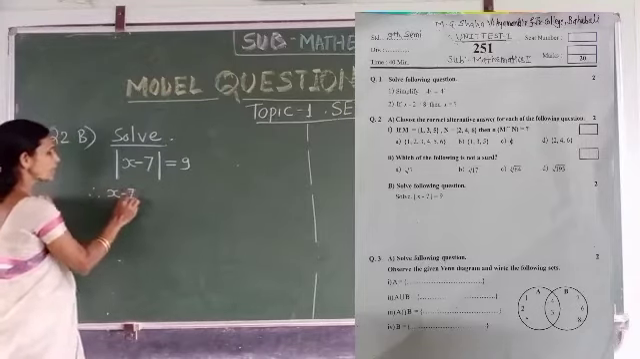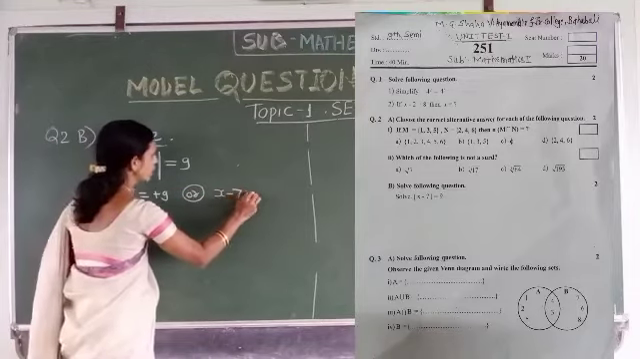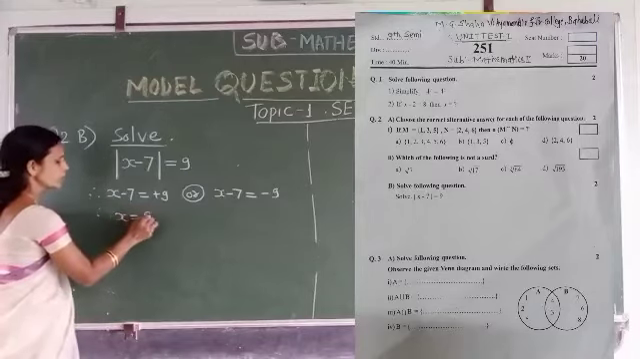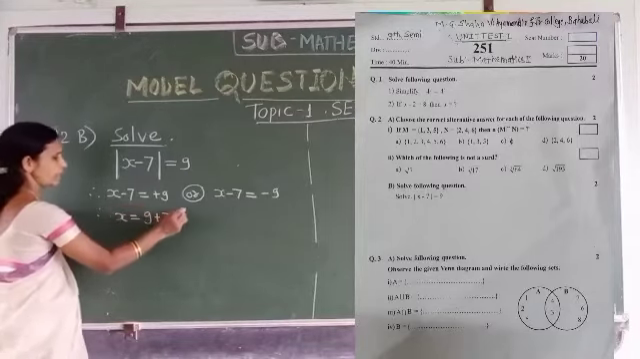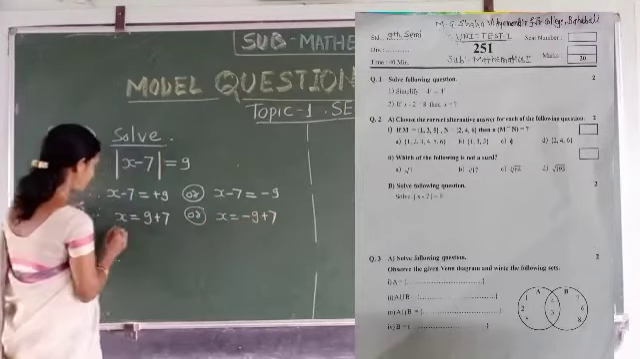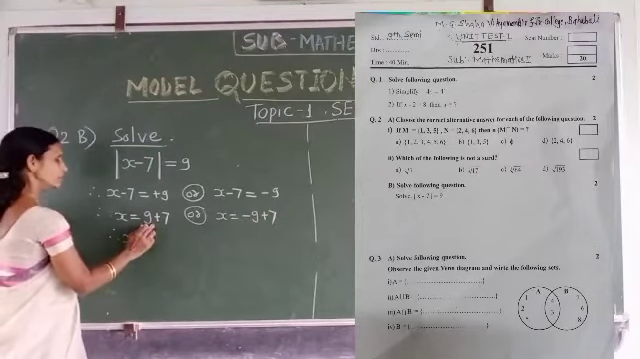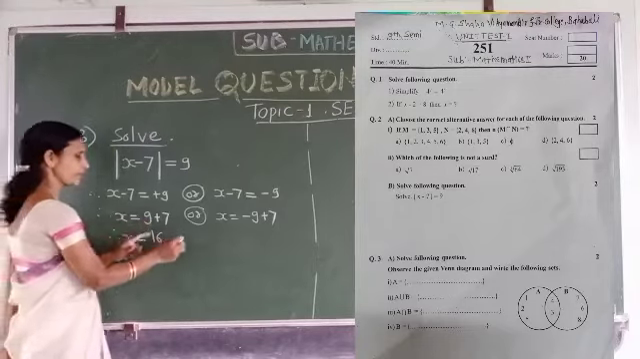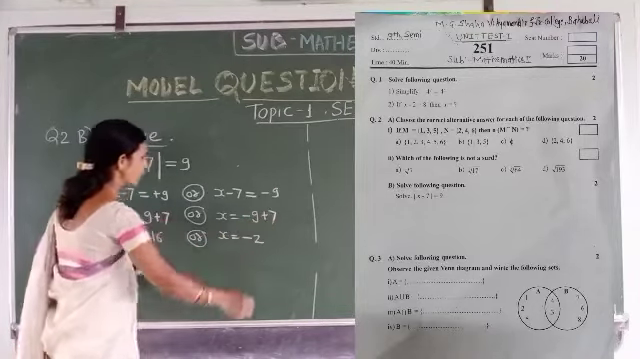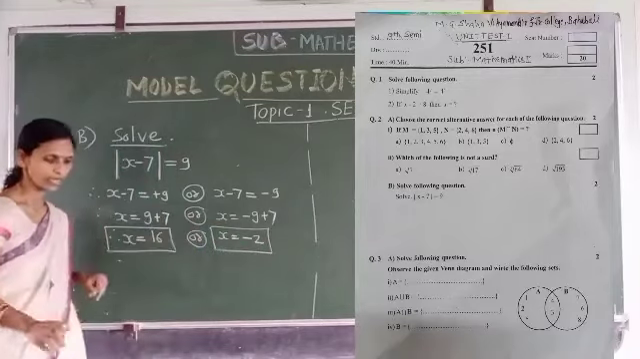Therefore, x minus 7 is equal to plus 9 or x minus 7 is equal to minus 9. Therefore, x is equal to 9 plus 7 or x is equal to minus 9 plus 7. So we got x is equal to 9 plus 7, that is 16, or x is equal to minus 9 plus 7, that is minus 2. That is the answer of the given example.